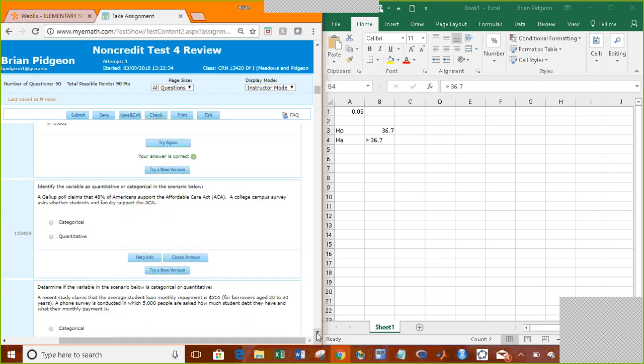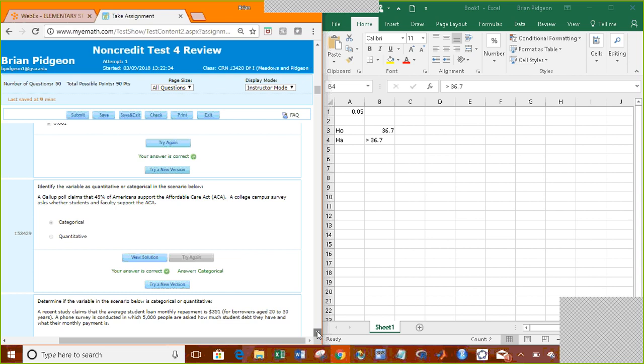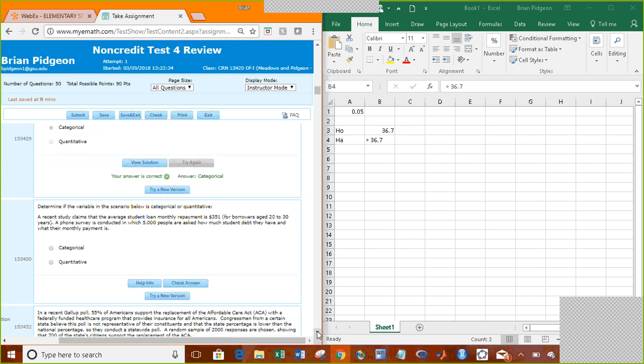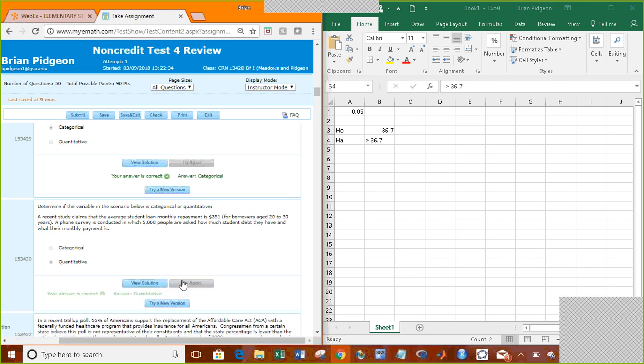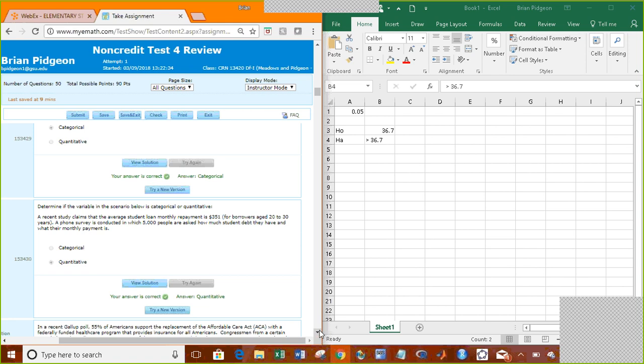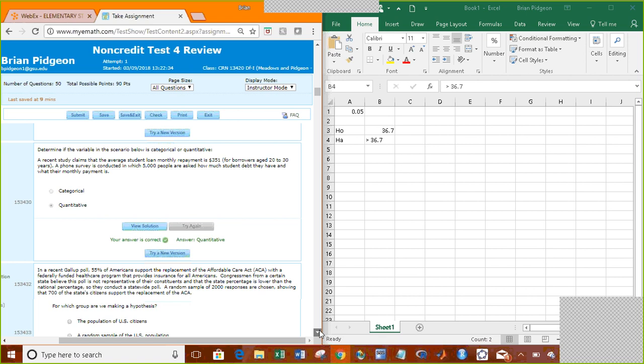Okay. A Gallup poll claims that 48% of Americans support the Affordable Care Act, and a college campus survey asks whether or not they support it. We have to see, is it categorical or quantitative? Well, if your data is not numerical, like age, height, weight, if you're asking them like a favorite color, we can't find the mean of this, so it's categorical. And we're saying, do you support yes or no? Here, though, a recent study claims that the average student loan monthly repayment is $351. A phone survey is conducted and asked how much student debt they have. That's quantitative. What's the numerical value of this? We can find the mean amount of money that borrowers aged 20 to 30 have to pay back.